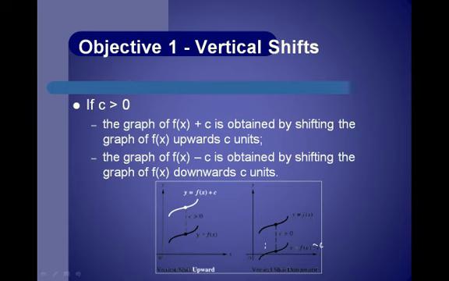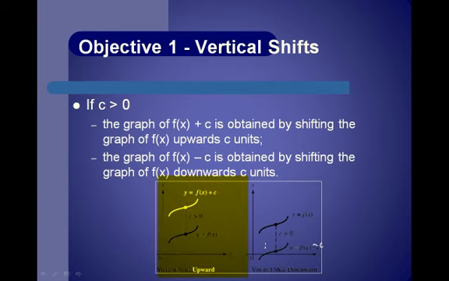So objective 1 is vertical shifts. If c is greater than 0, the graph of f of x plus c is obtained by shifting the graph of f of x upwards c units, and the graph of f of x minus c is obtained by shifting the graph of f of x downwards c units.